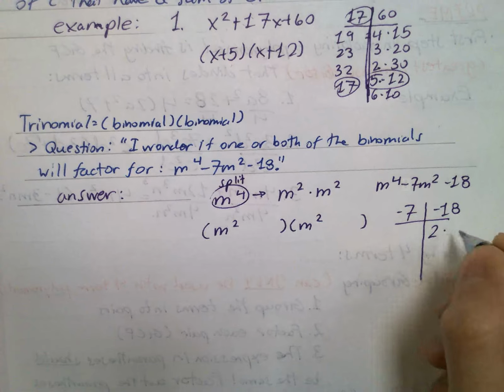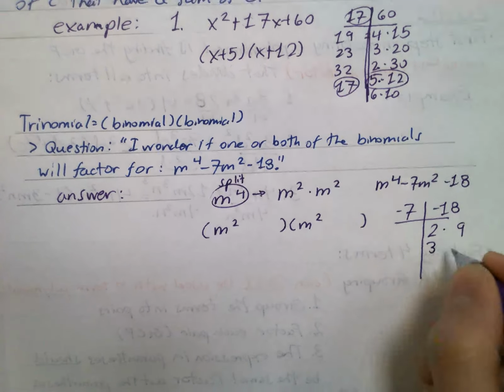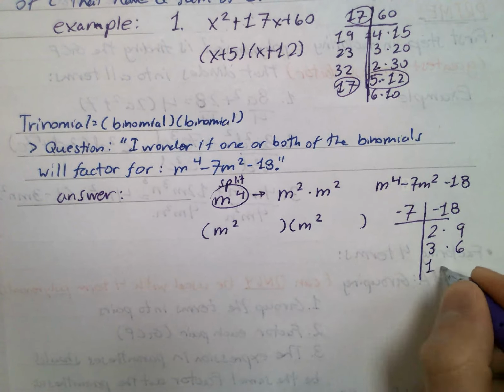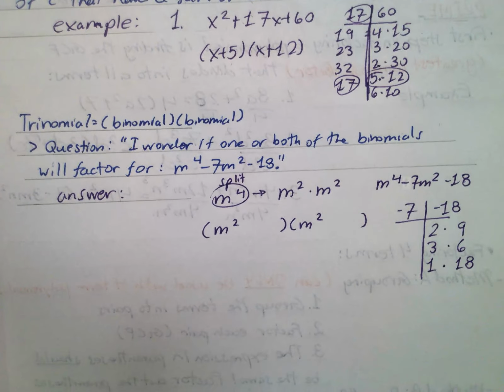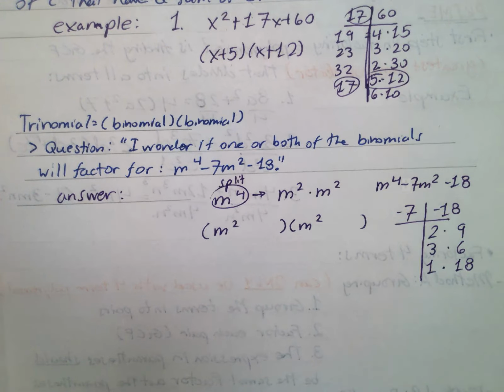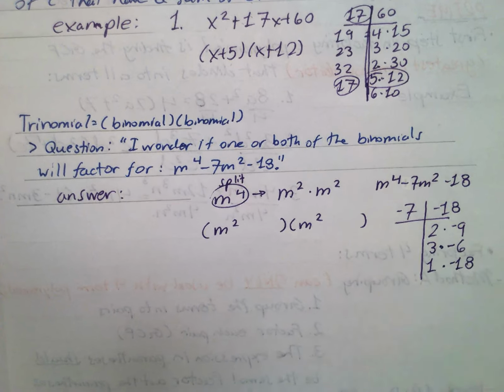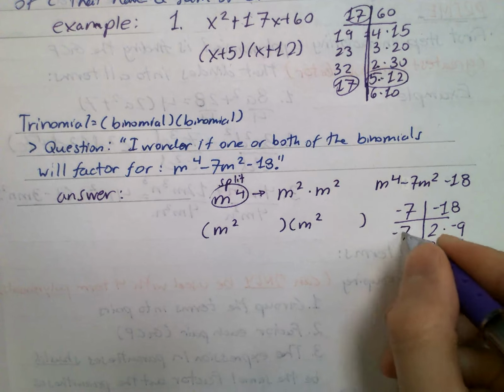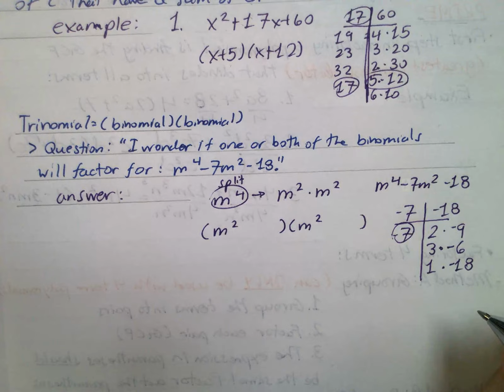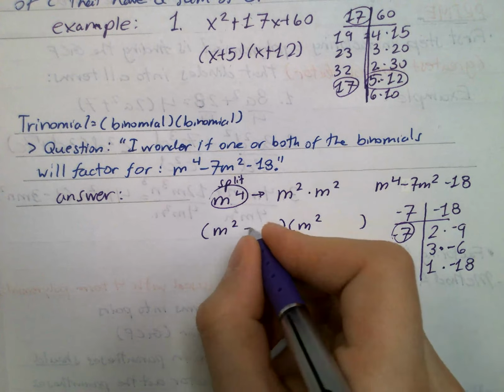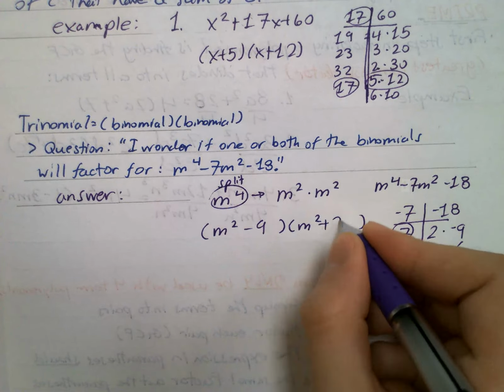So we have 2 times 9. We have 3 times 6. We have 1 times 18. One of these has to be negative because we need -18. We want the term in the middle to be negative also. We want the larger of the two multiples to always be negative, so we can guarantee we will get the negative number in the middle. It means -9, -6, and -18. If we add those numbers together, we should get -7. Well, look, there it is right off the bat. So that means we have -9 and we have +2.